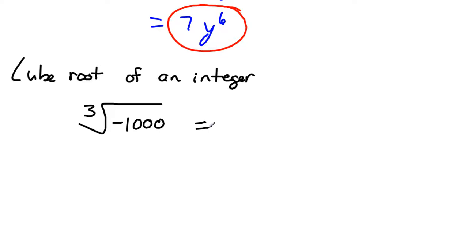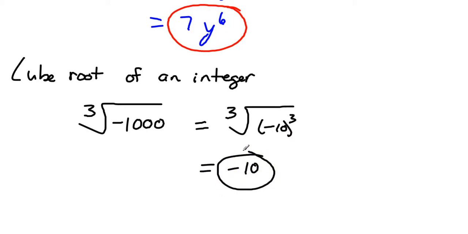And what they want you to think about on this one is, instead of having to multiply the same number twice, you have to multiply the same number 3 times. So if you're doing 10 times 10 times 10, that would be 1,000. So you can almost think about it this way: it's the cube root of negative 10 to the 3rd power. And if you've got a cube root and a 3rd power, they knock each other out and you just get negative 10.